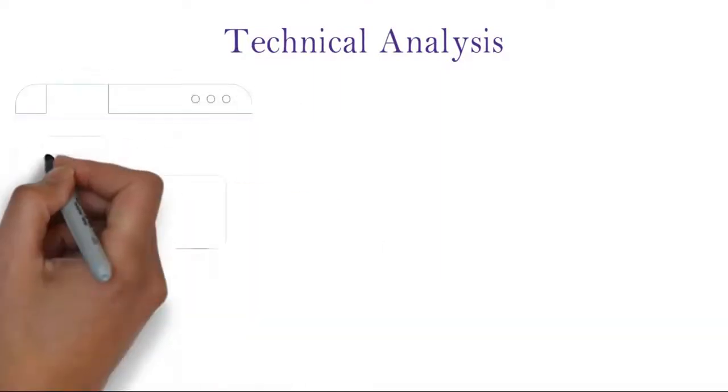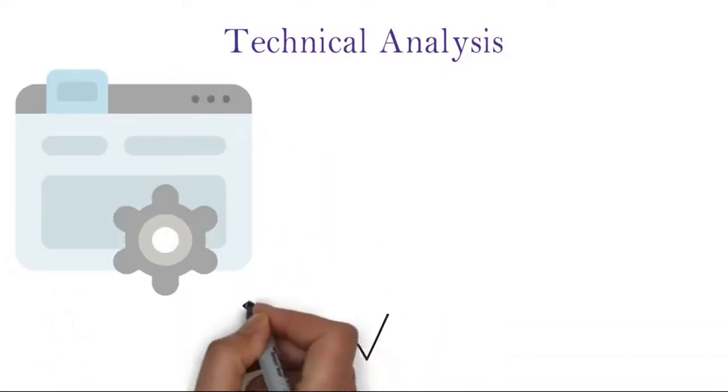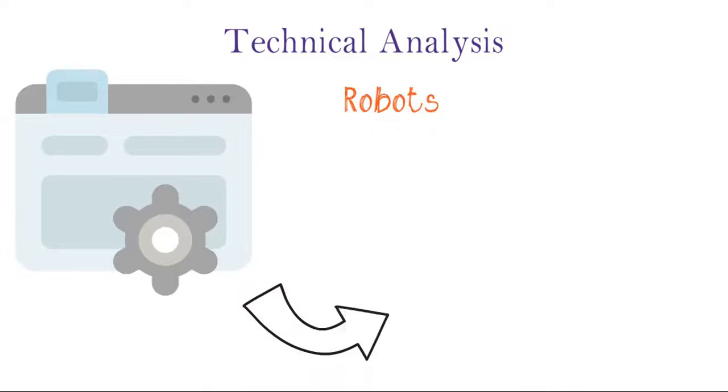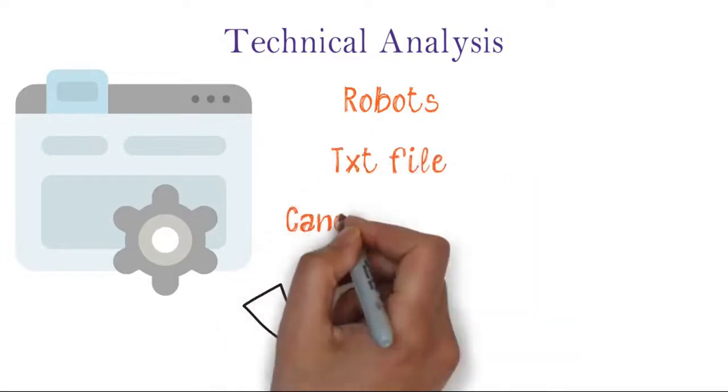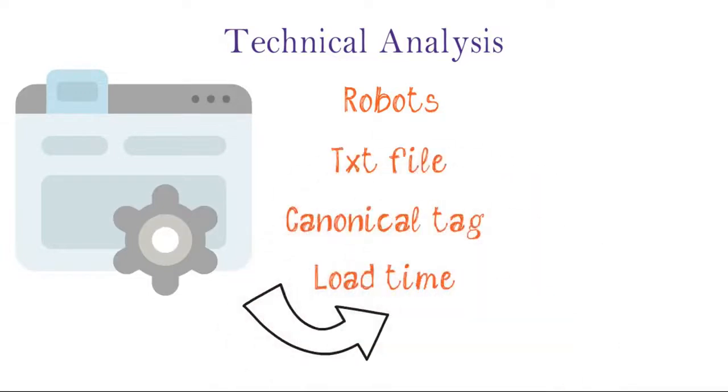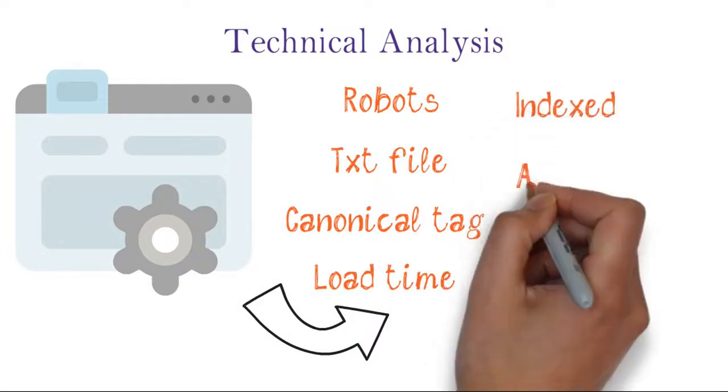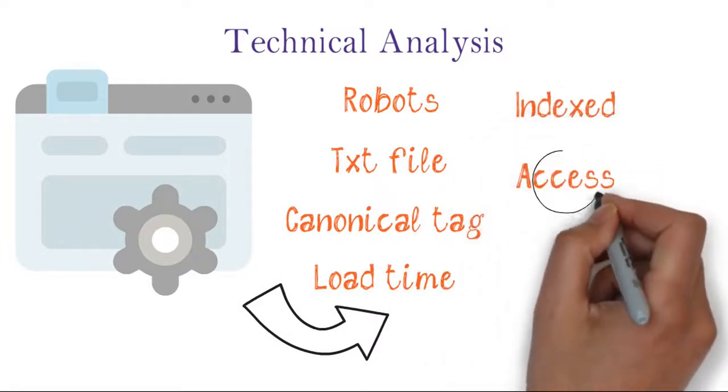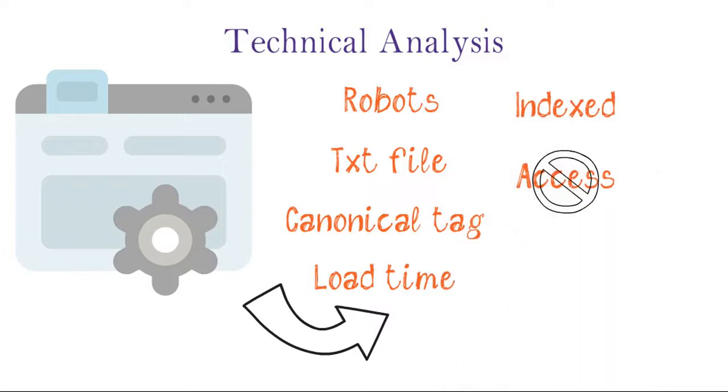Technical analysis. Check the site and its technical settings. It looks at whether the site has a robots.txt file, whether the pages have a canonical tag, the load time of the site, whether the site and its pages are indexed or access to some pages is prevented.